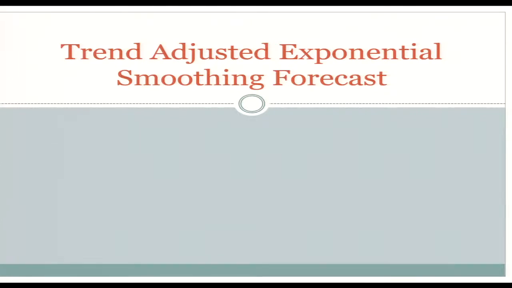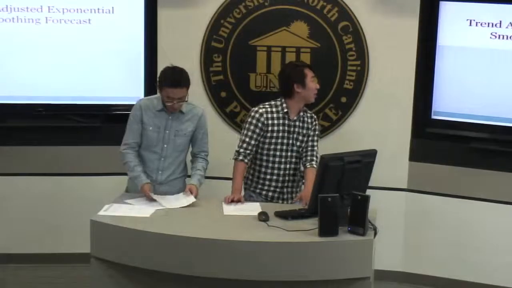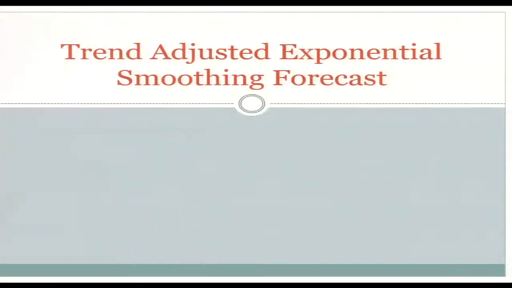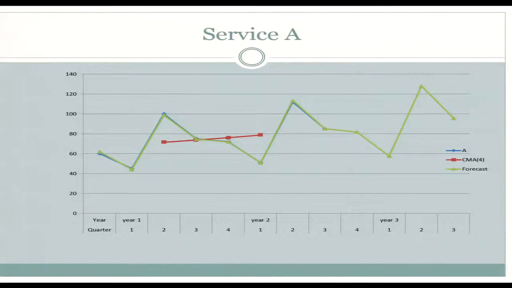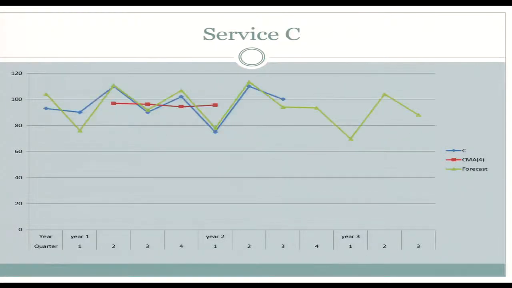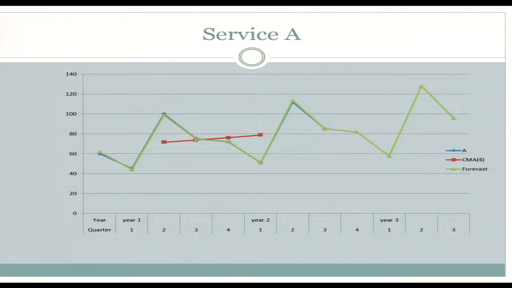I chose the trend adjusted exponential smoothing forecast because these methods are very related to time series, and I put the data in the graph. You can see the blue line, it's the actual data, and I used Excel to calculate my forecast.